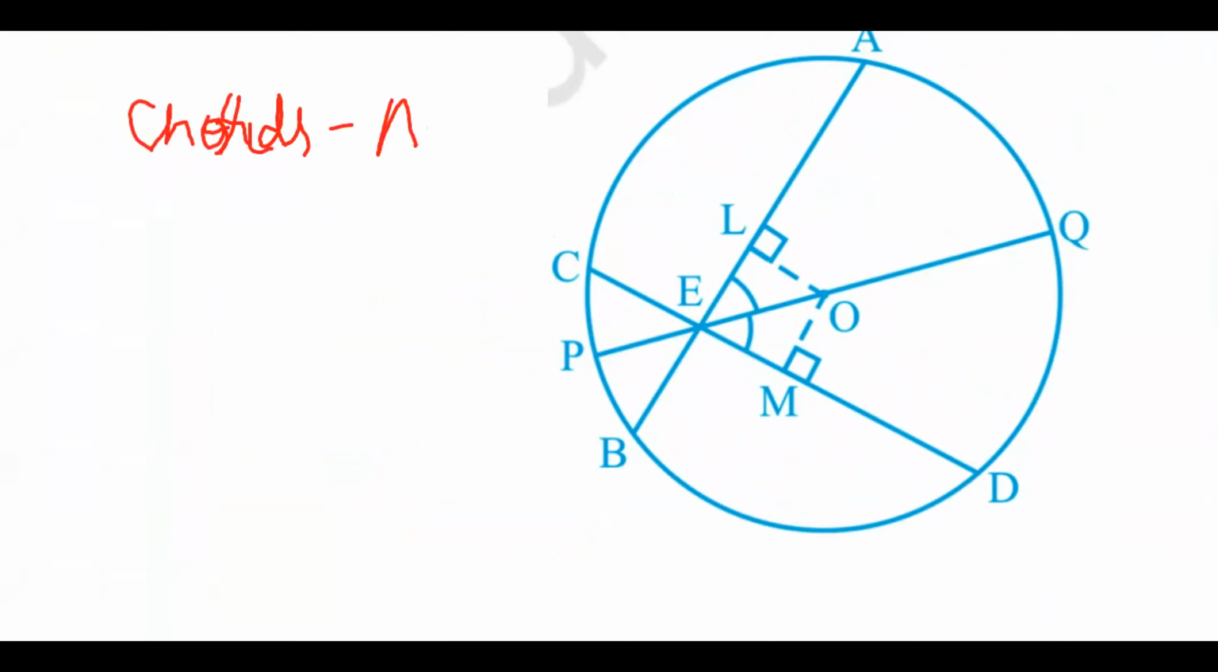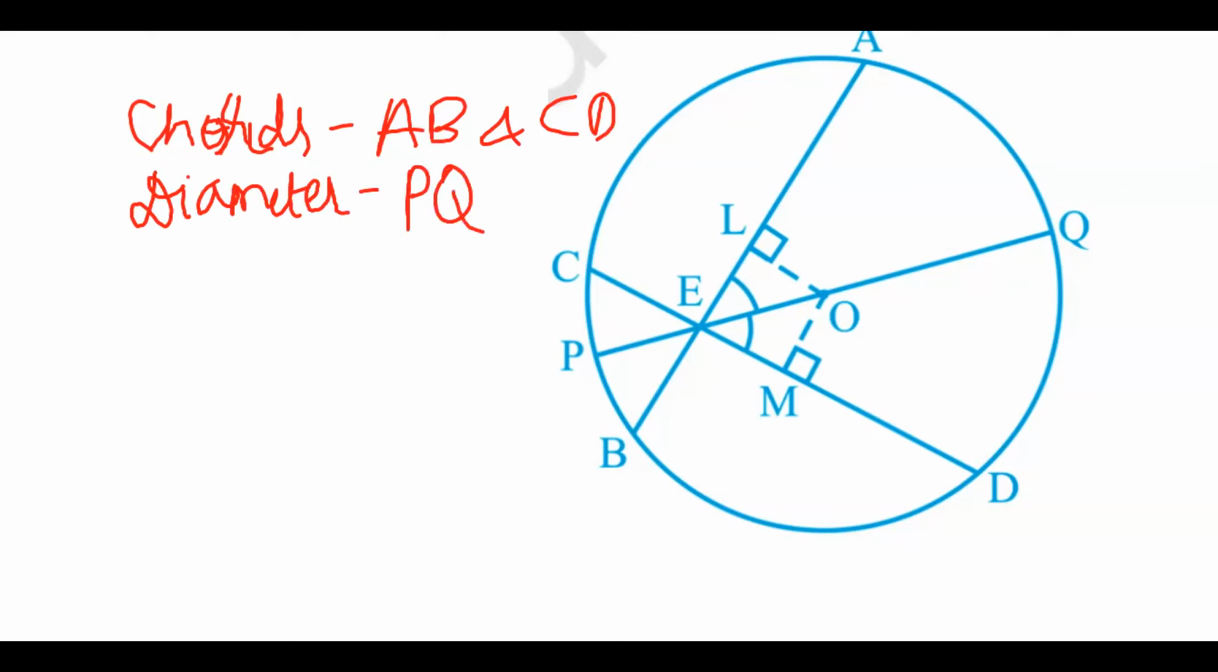AB and CD, right? AB and CD are the two chords. And what is the diameter constructed here, beta? PQ. PQ is the diameter. Where does the diameter always pass through? Diameter always passes through the center, right? Center of the circle is named as O. So this diameter PQ is passing through the center O, and also they have told that it passes through the intersection point. So both of these are done.